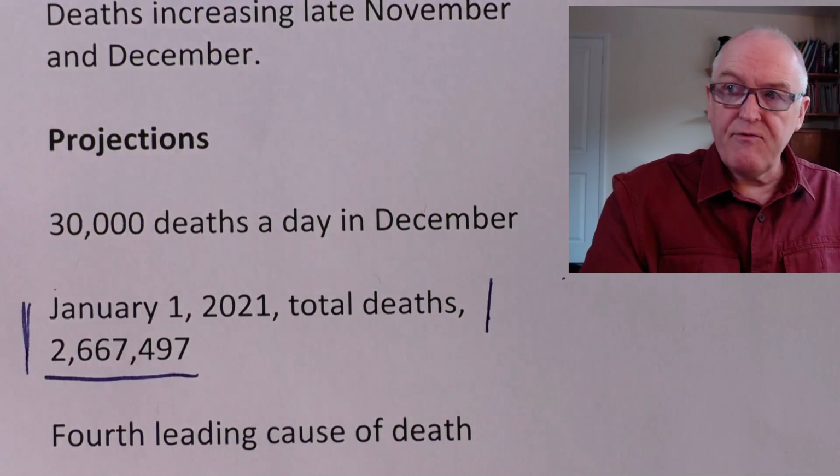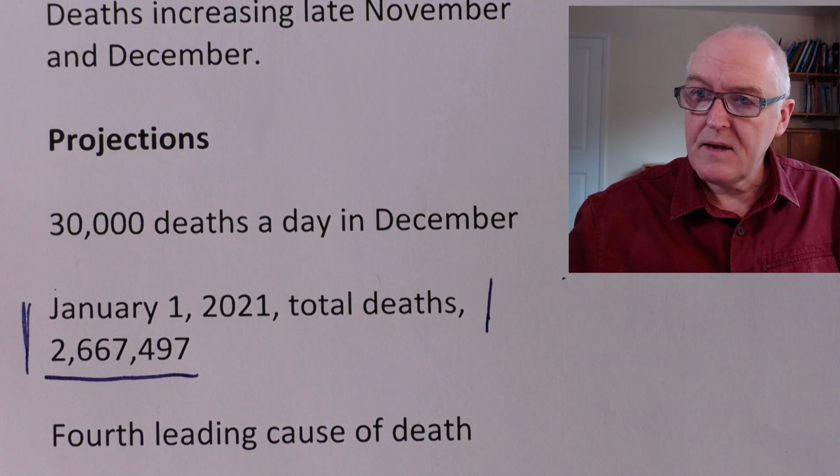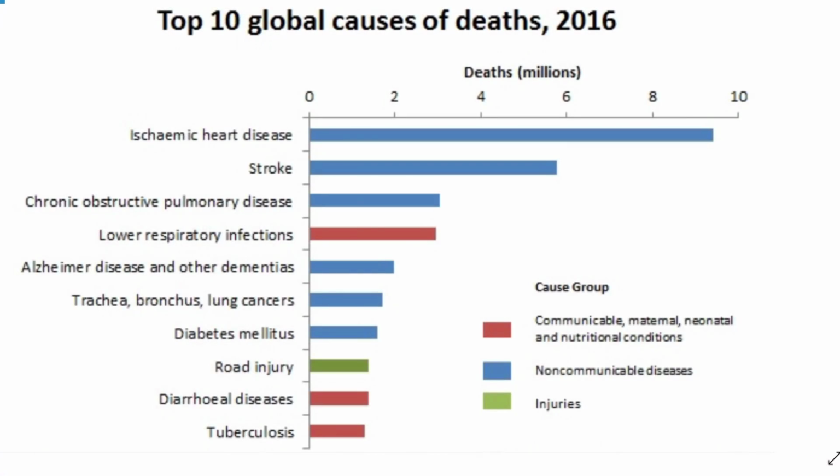And that would make it the 4th leading cause of death. Now let's just look at that in terms of the totals. So 1, 2, 3, 4. So it would be there with lower respiratory tract infections above these other conditions. So still chronic obstructive pulmonary disease from smoke, stroke from bad blood supply to the brain, ischemic heart disease from bad blood supply to the heart would still be killing more people than COVID-19, even at this predicted peak.